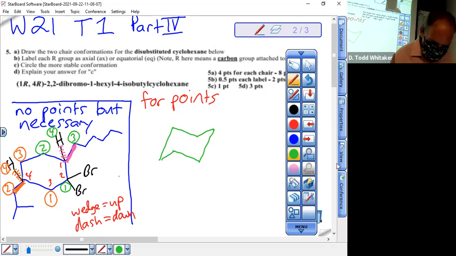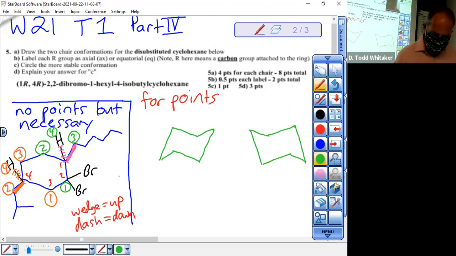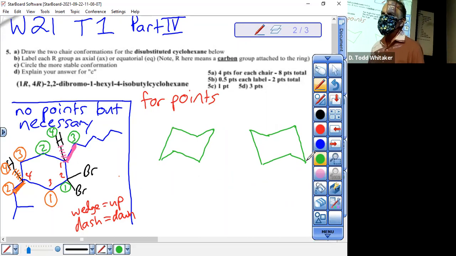The second chair looks like the mirror image, but it's not. It's after sigma rotation, it just happens to look like the mirror image. More than halfway, more than halfway. Finish it off. Then zoom in on carbons 1 and 4 and 2. Why not 2? Because it's got groups on it. And put all the bonds on.